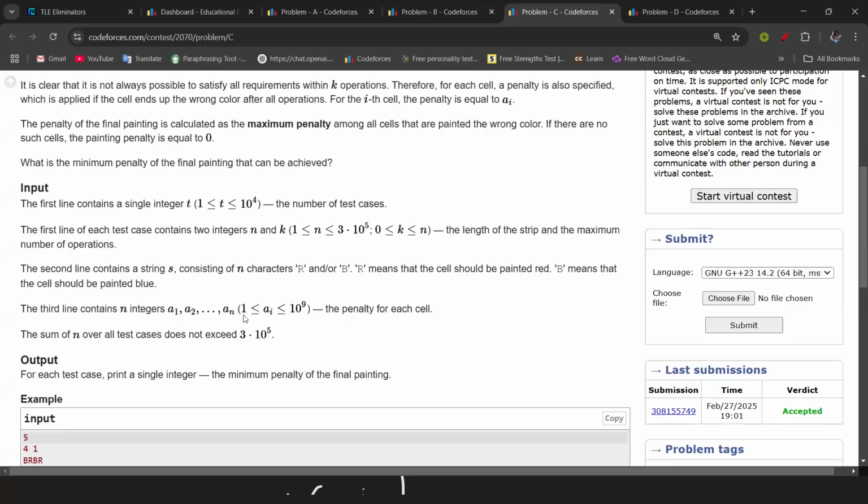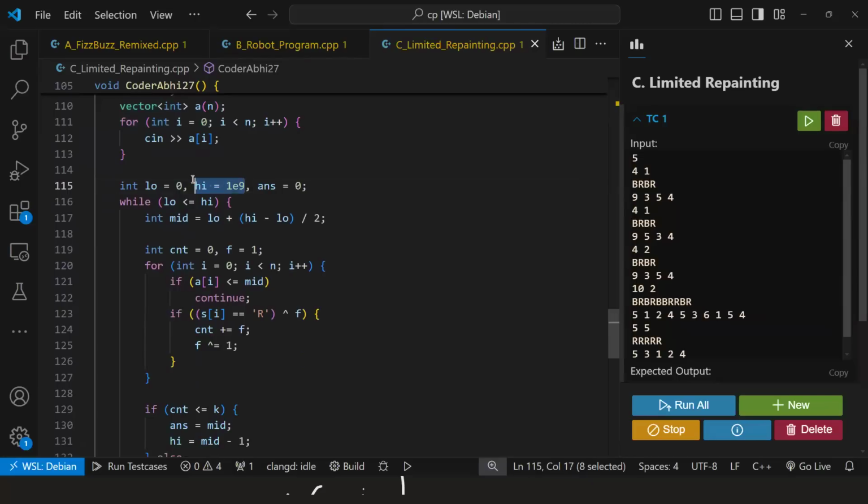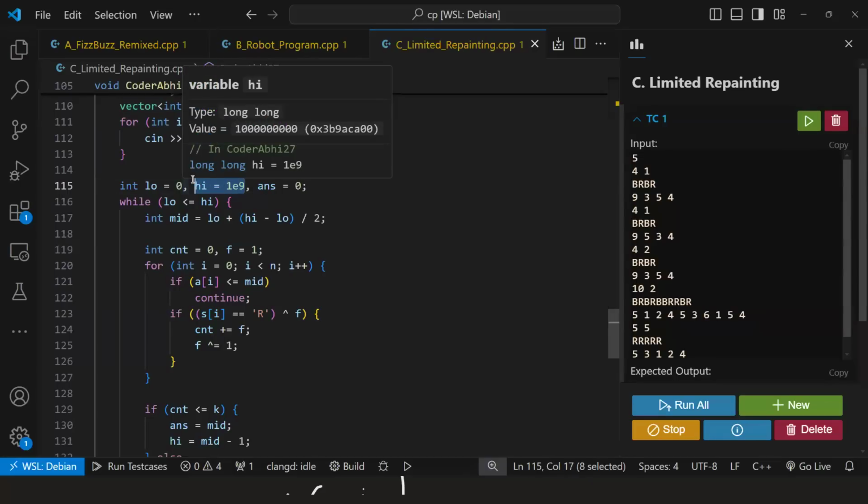At maximum, what can be my answer? AI is at max 1e9. So the maximum penalty I can have is 1e9. The maximum of all the AI can be at max 1e9. So I set my high as 1e9. You may take 2e9 or 3e9 for safety if you wish.